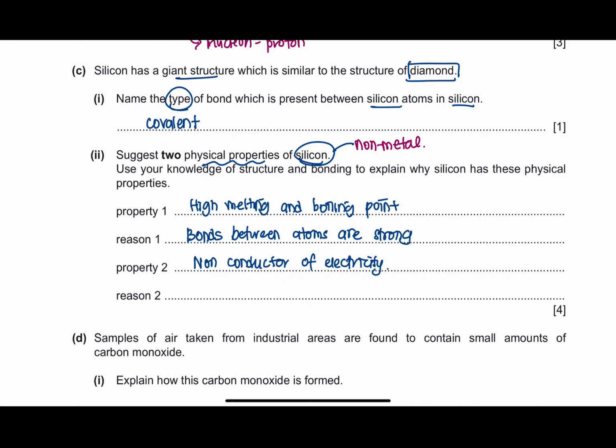Now, the second property of silicon, which is a non-metal, would be non-conductor of electricity. And if you have watched the previous video, you would realize that in order for electricity to be conducted, there should always be free moving ions. This means that if this is a non-conductor of electricity, the reason would be no moving ions present.